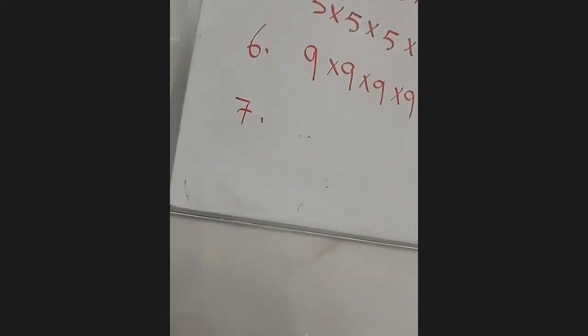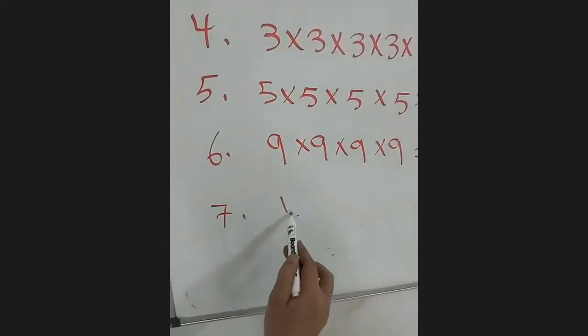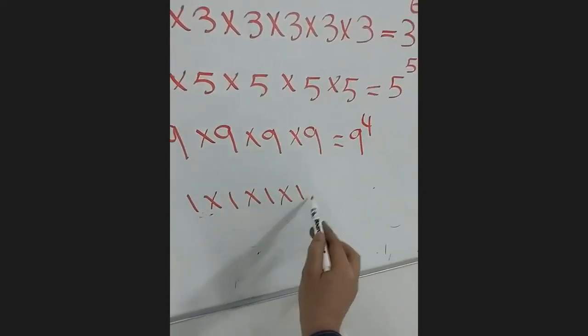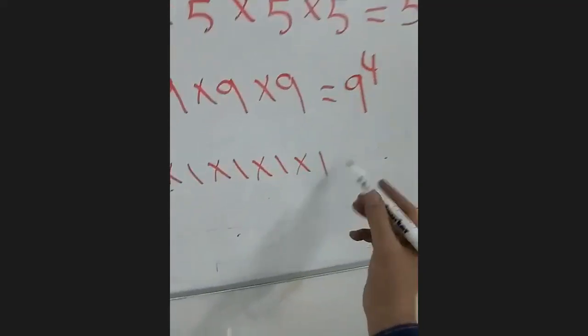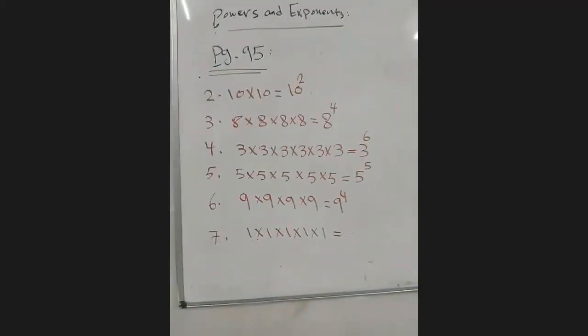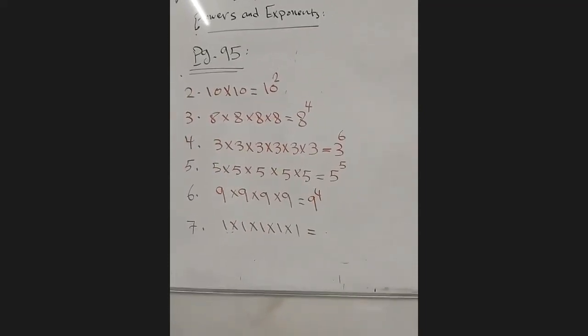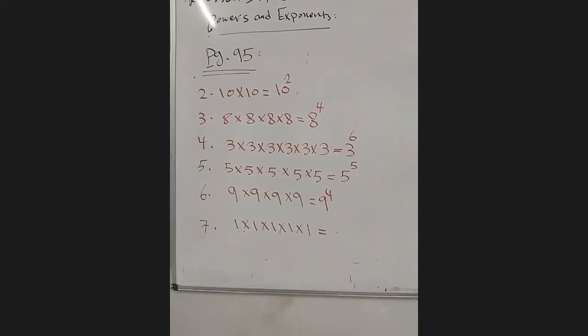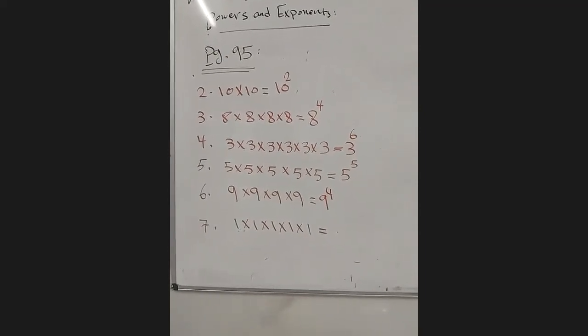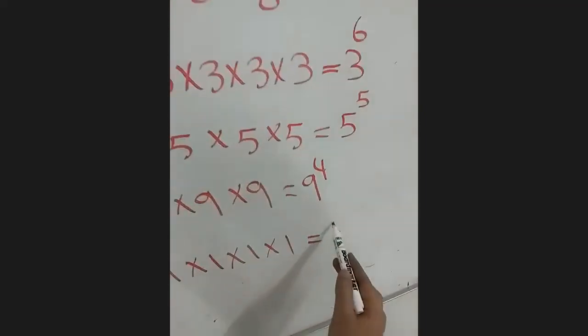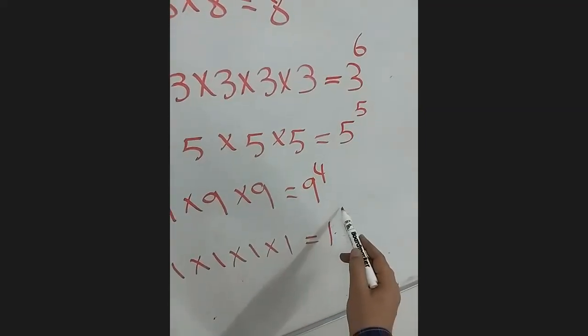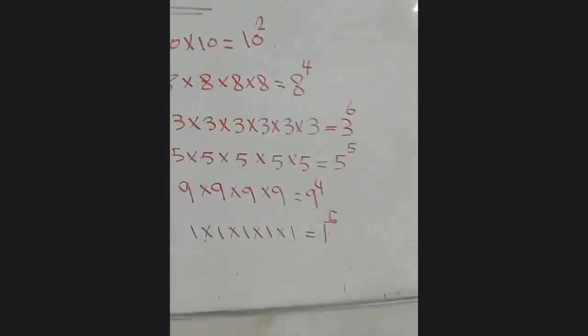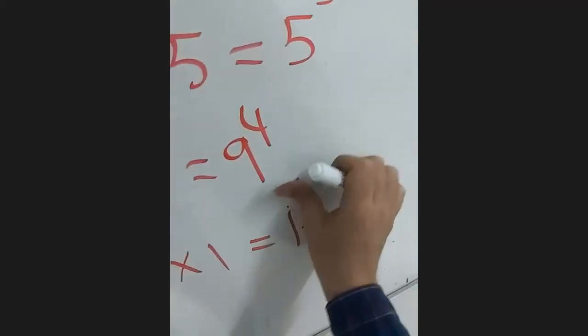Question seven. How many ones do we have? Five. So what do we write here, 1 to the power what? Five. Excellent. 1 to the power 5. Good, guys.